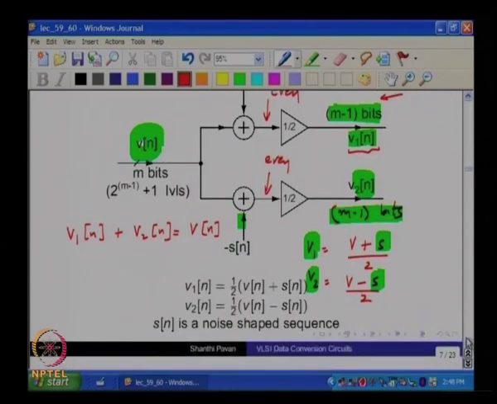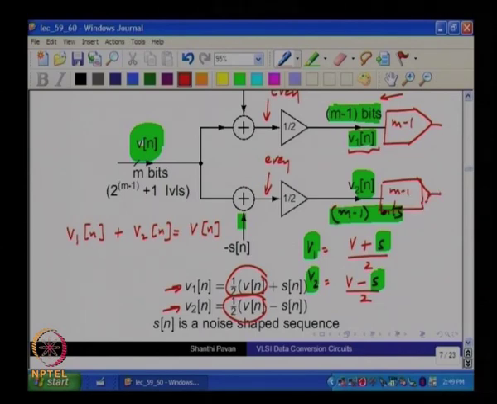Now, since V1 and V2 are of this form, half of V plus or minus S of n, one thing you must observe is that these are linear functions of V plus some sequence. Okay. So if I gave this to an ideal m minus 1 bit DAC and this to another m minus 1 bit DAC, and if I added these two together, will this be insensitive to mismatch between gains of this DAC and this DAC?